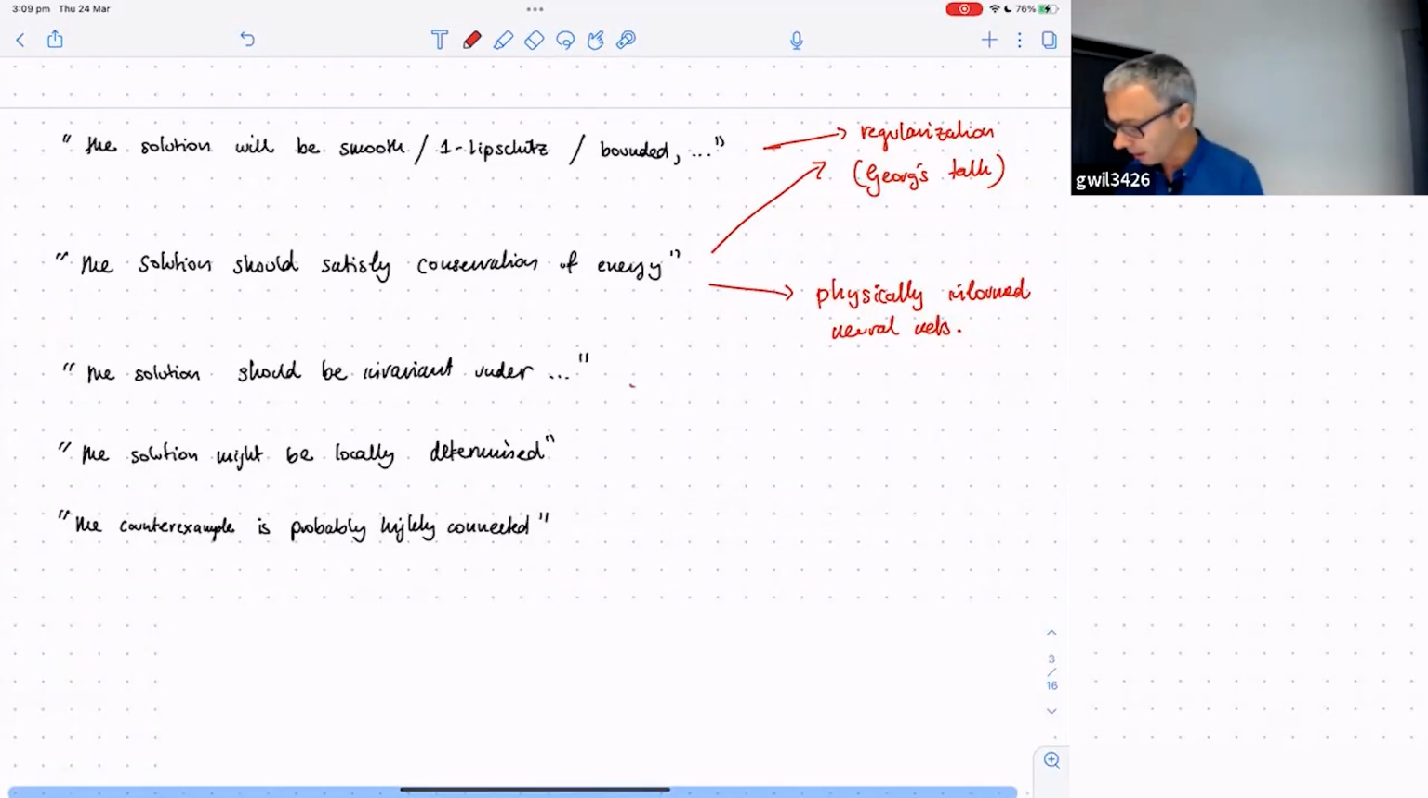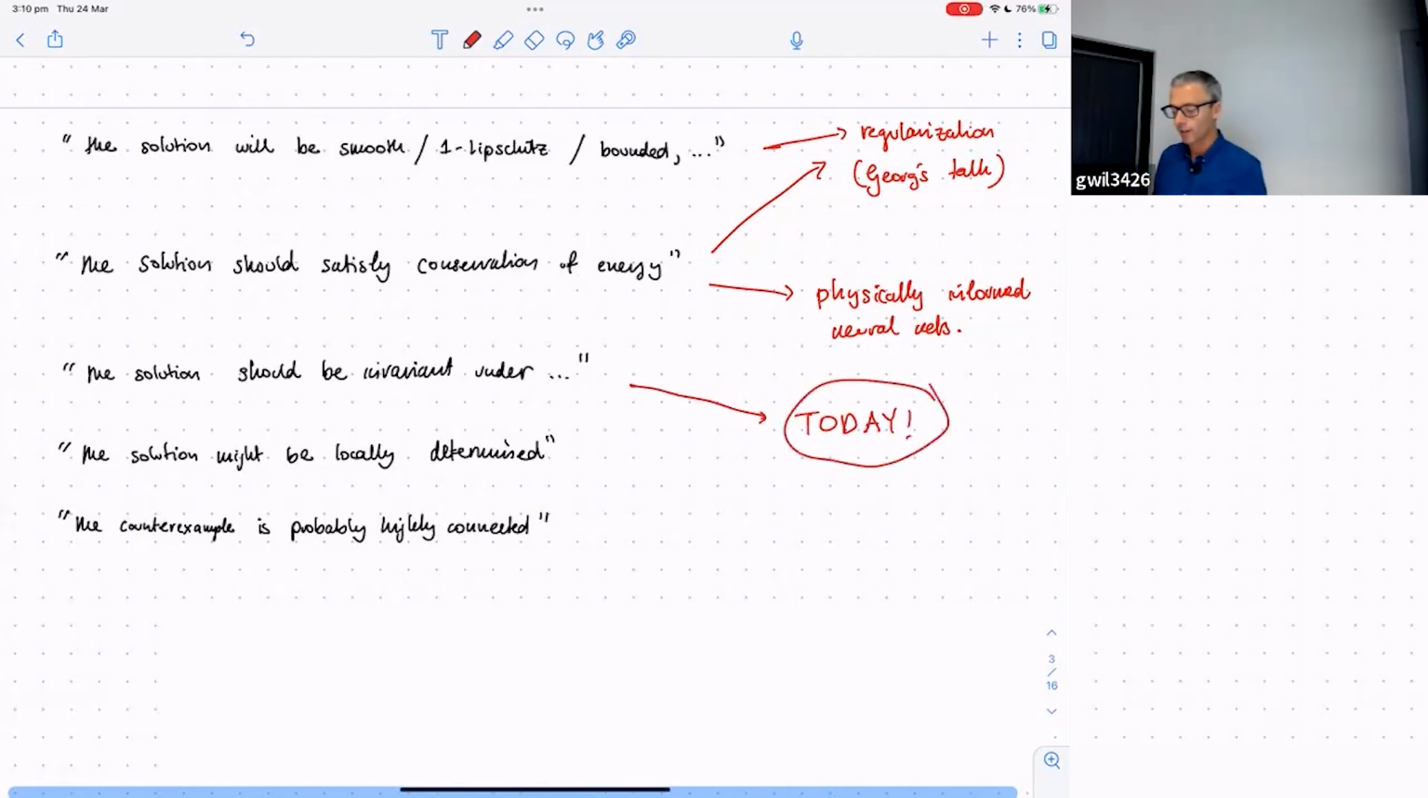The solution should be invariant under a group. This is today. That's the subject of today. The solution might be locally determined. Examples might be CNNs or LSTMs. We expect, for example, small parts of an image to play an important role initially. And the counterexample is probably highly connected.